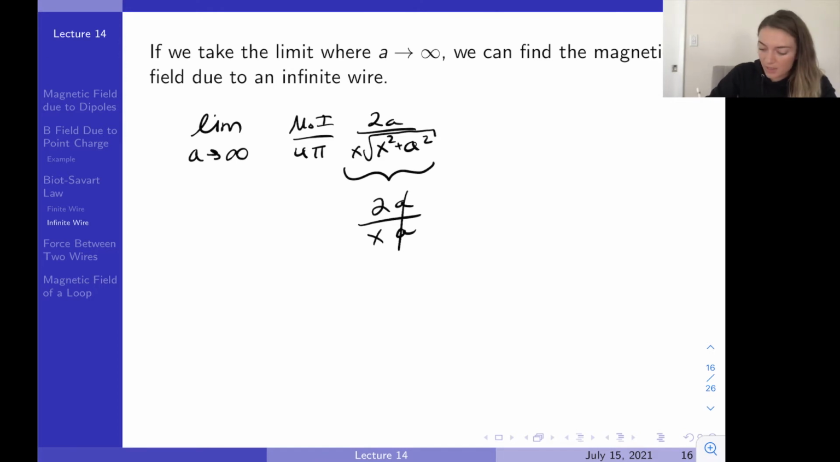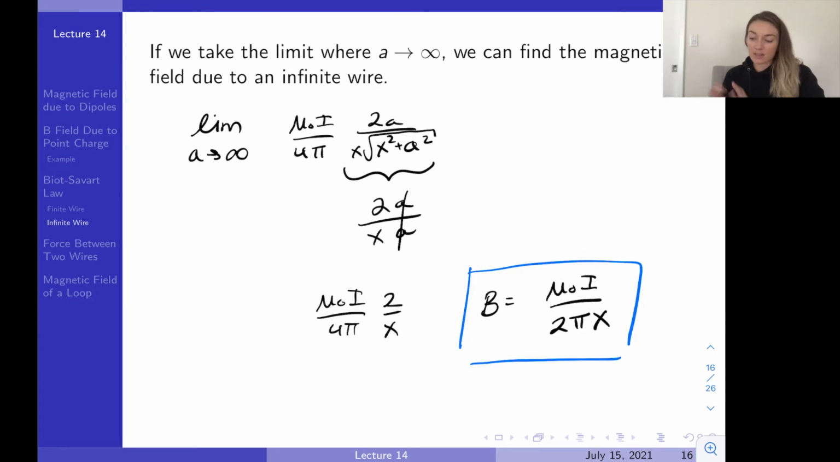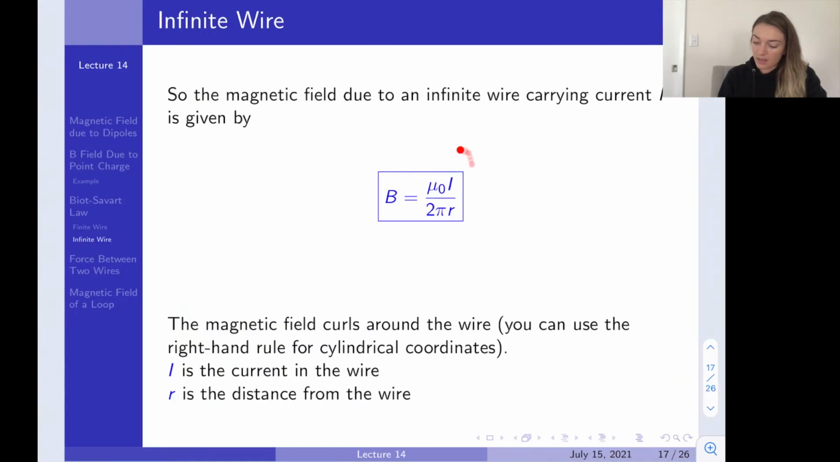So our magnetic field for an infinite wire is mu naught I over 4 pi times 2 over x, which we can rewrite as mu naught I over 2 pi x, where x is the distance from our wire. Now, we're going to do this a simpler way that doesn't involve taking a limit in our next lecture when we do Ampere's law. But this formula is very important, and we're going to be using this a lot. So the magnetic field due to an infinite current carrying wire is given by mu naught times the current in that wire, divided by 2 pi r, where r is the distance from the wire.